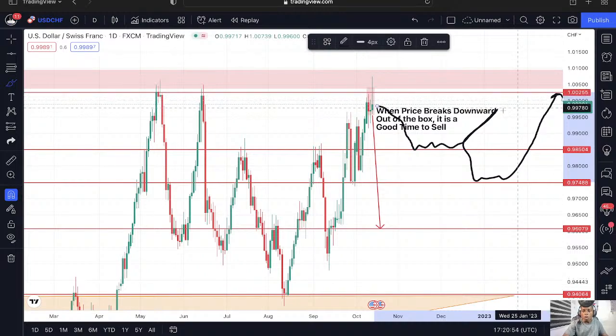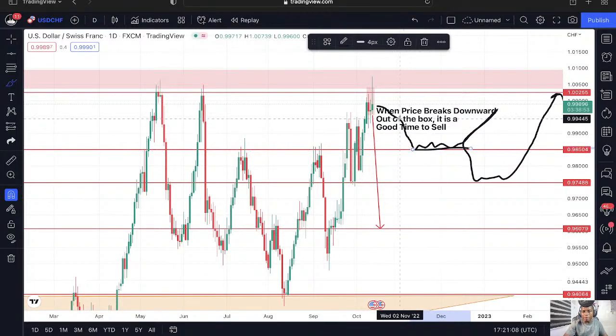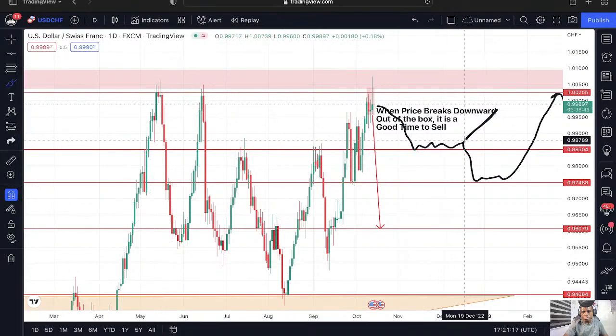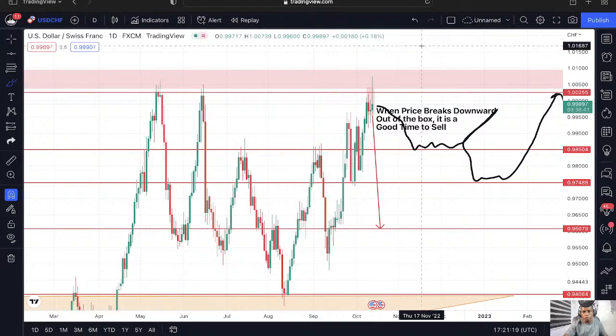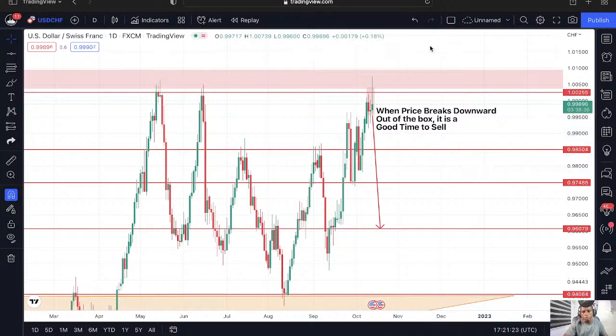Okay, but once this pin bar is confirmed, price will drop up to this level. There's a high probability. This is a high probability trading strategy. Price would most likely drop here. There's a high probability that price will drop to the 0.9850 region. Okay. Good. So price can either drop here.